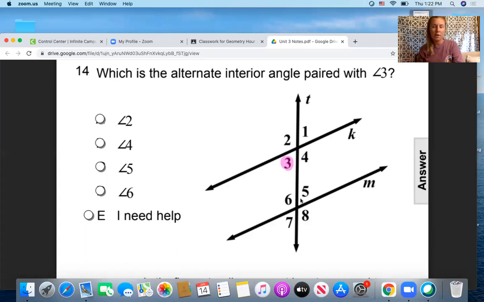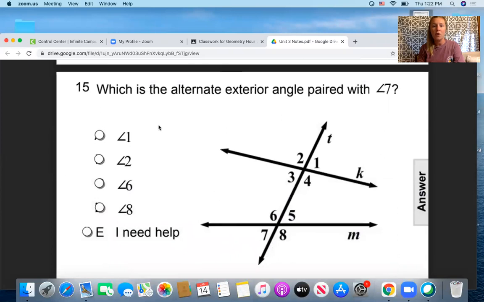All right, ready? 1, 2, 3. Good job, guys. All right, so 5 is the answer. Perfect. Actually, I don't see anybody having typed any of the incorrect answers. Impressive. I like it. So 3 and 5, those are your alternate interiors on this one.